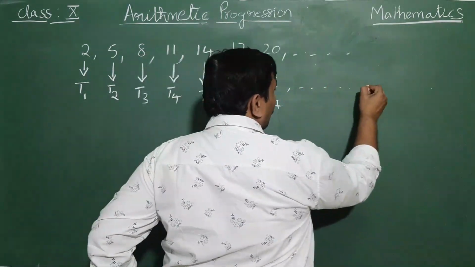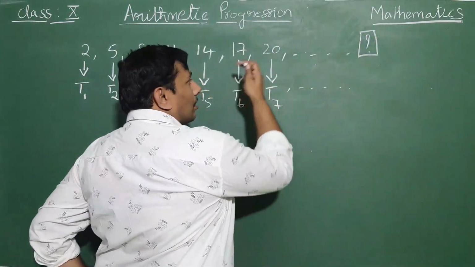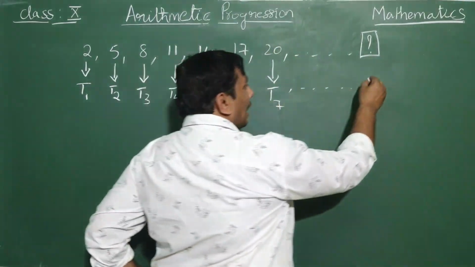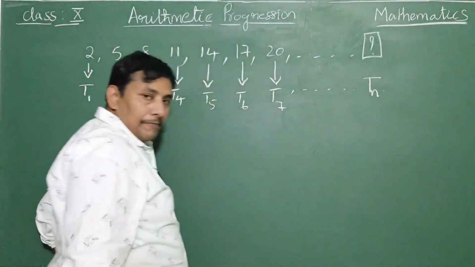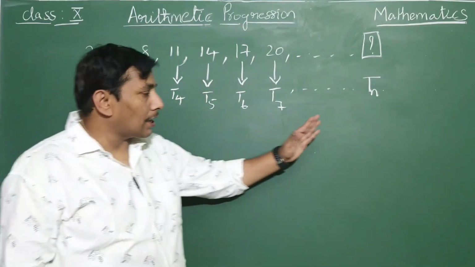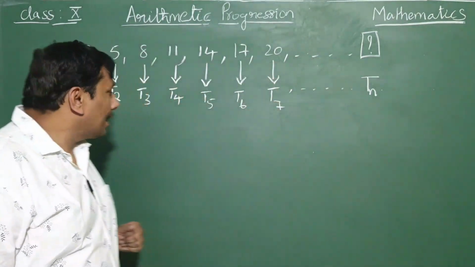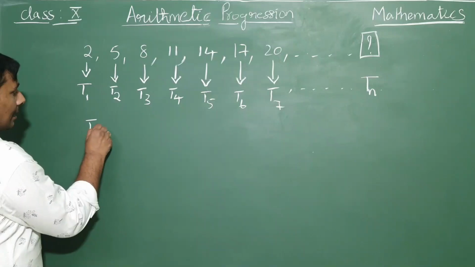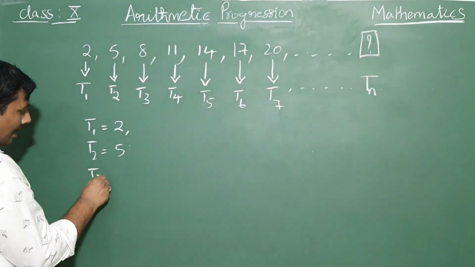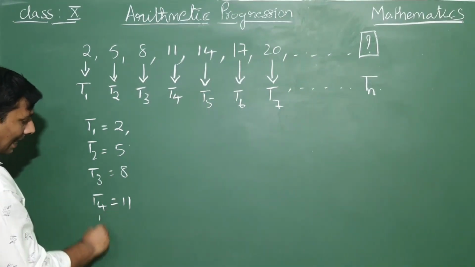If I continue, I don't know the number here because it's a continuous process, so I'll generalize it and write it as Tn. The first term is T1, then T2, T3, T4 and so on up to the nth term in the sequence. Now what is T1 here? It is 2. What is T2? It is 5. What is T3? It is 8. What is T4? It is 11, and it continues.